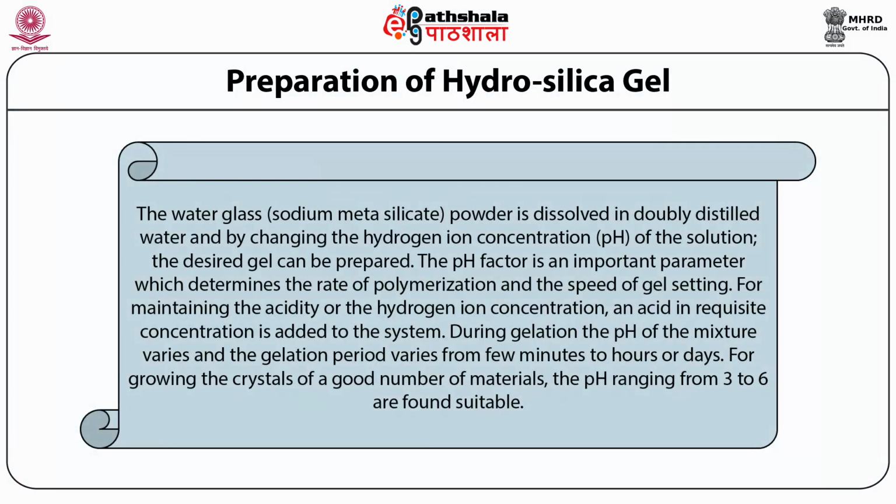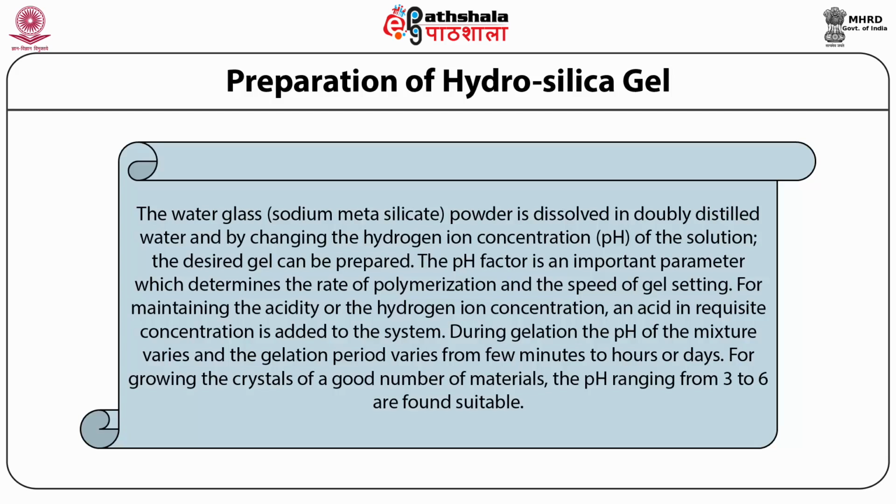Preparation of hydro-silica gel. The water glass, that is sodium metasilicate powder, is dissolved in doubly distilled water, and by changing the hydrogen ion concentration, that is the pH, of the solution, the desired gel can be prepared. The pH factor is an important parameter which determines the rate of polymerization and the speed of gel setting. For maintaining the acidity or the hydrogen ion concentration, an acid of requisite concentration is added to the system.